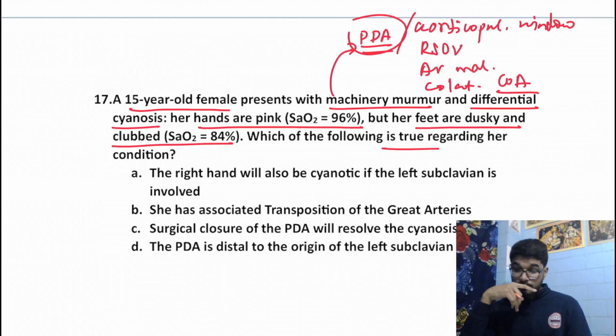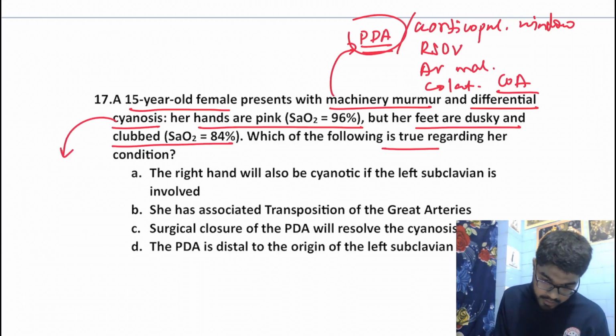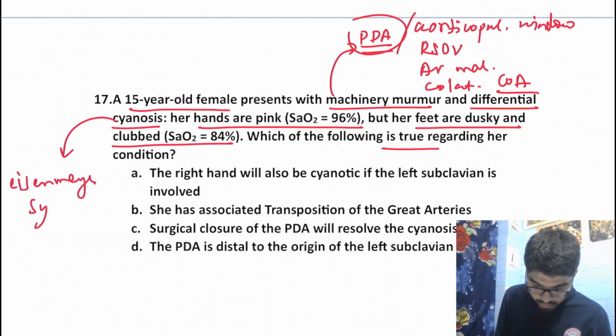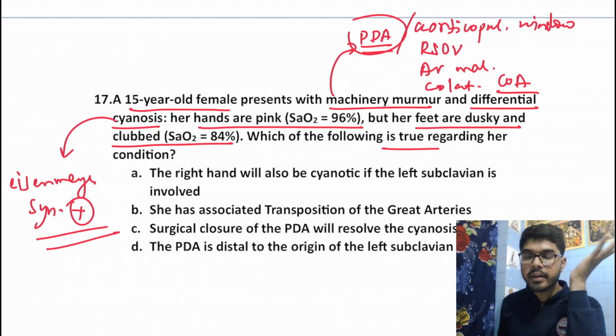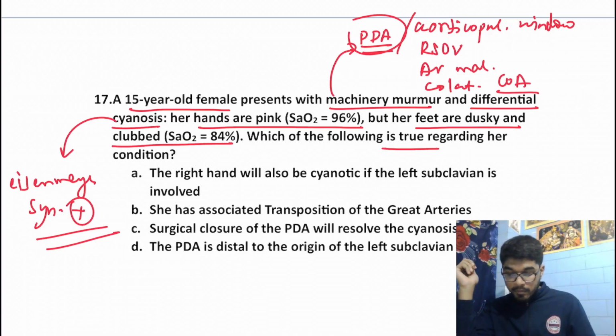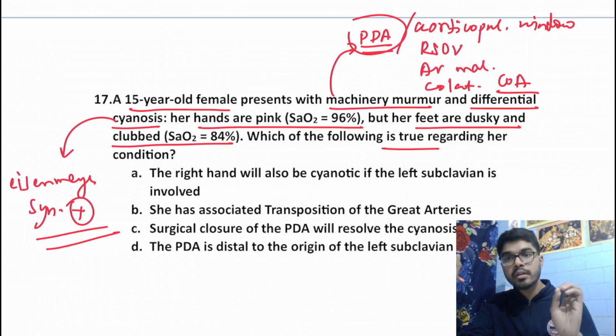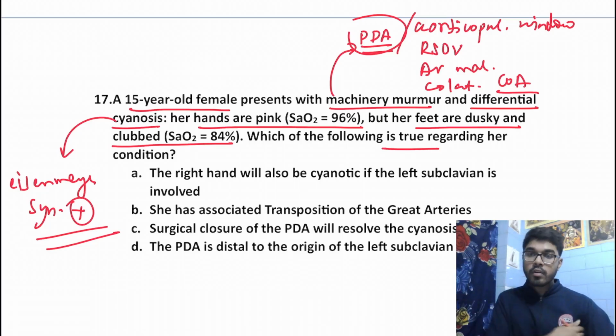Okay. Now we got a PDA, but we have differential cyanosis. Differential cyanosis means Eisenmenger has occurred. Eisenmenger syndrome is present, right? Whenever we get cyanosis in an acyanotic disease, it is almost always due to Eisenmenger syndrome, right? Might be some other causes, but Eisenmenger syndrome is one of such causes, right? But in a PDA, Eisenmenger has occurred, but the hands are pink. The saturation in the hands is normal, but the feet are involved.